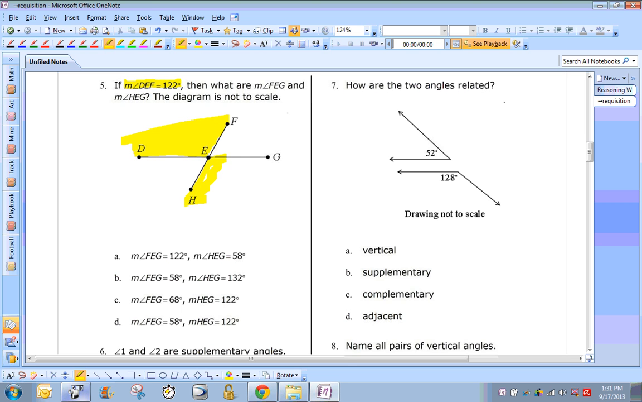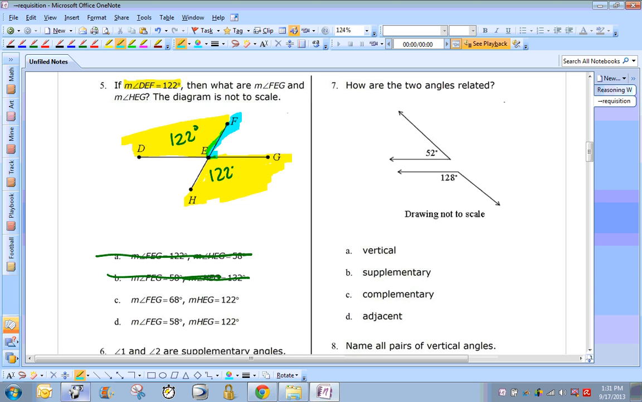Now, what is this angle pair, HEG, with DEF? They should be vertical angles. Vertical angles are the same measure. So if that is 122, guess what? HEG has to be 122. So we can go through these and mark out any answer choice where HEG is not 122. So it's got to be either C or D. Okay, now you've got a 50-50 shot.